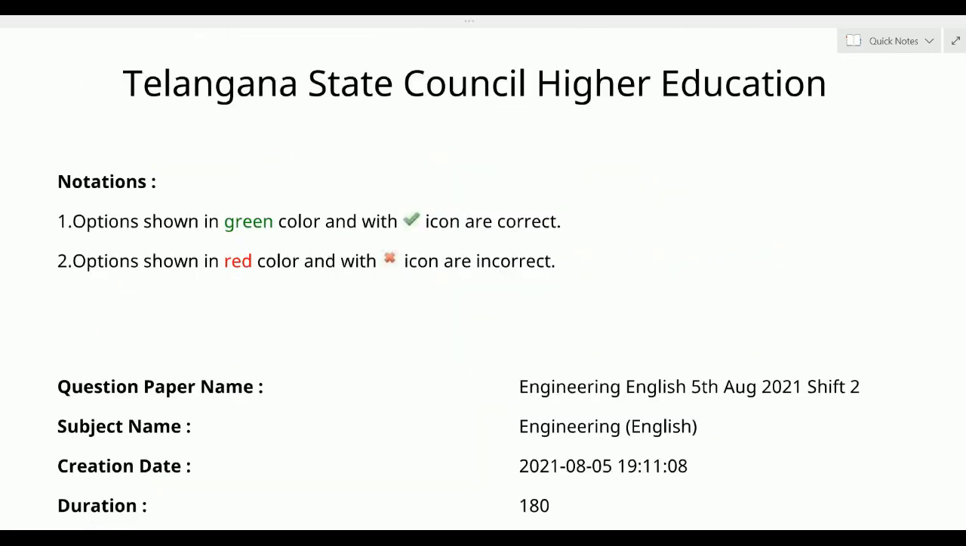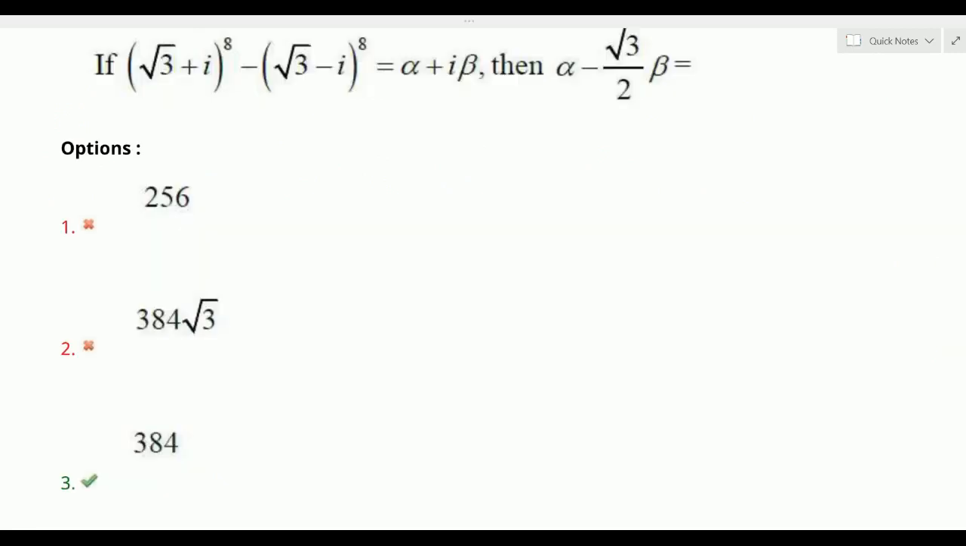I will discuss the questions from 5th August shift 2. What are those? We'll look at them now, first of all. What is the question here? If (root 3 plus i) whole power 8 minus (root 3 minus i) whole power 8 is given as alpha plus i beta, then we have to find alpha minus root 3 by 2 beta. It is there in De Moivre's theorem.